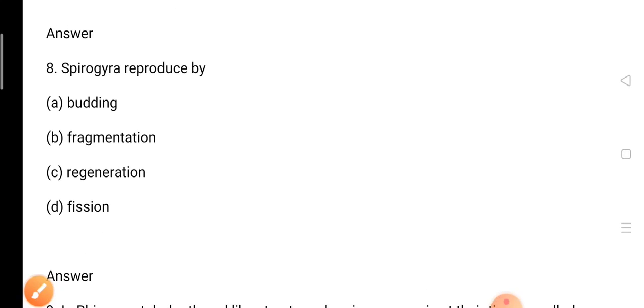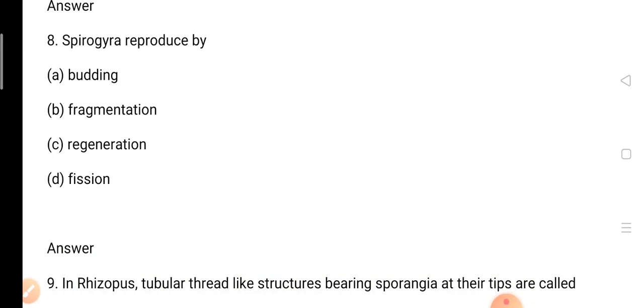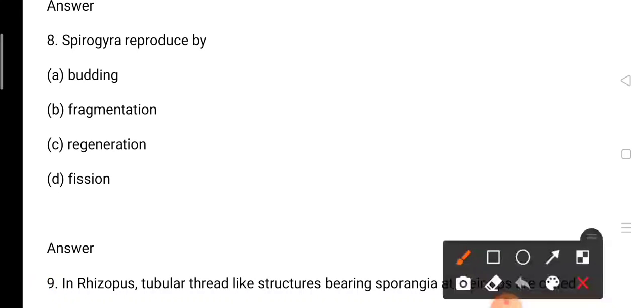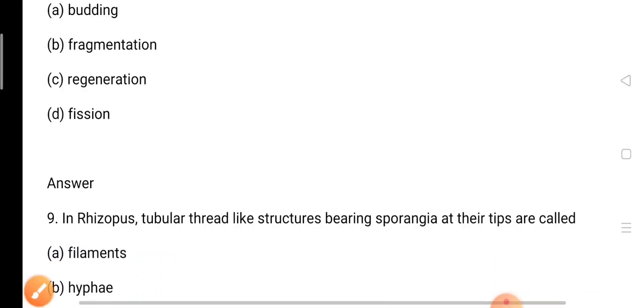Now the next question is, Spirogyra reproduced by. So the options are budding, fragmentation, regeneration and fission. So in Spirogyra, when its body attains a considerable length, fragmentation is the process that takes place. It means the Spirogyra breaks into different fragments. So option B will be the correct answer of the question.